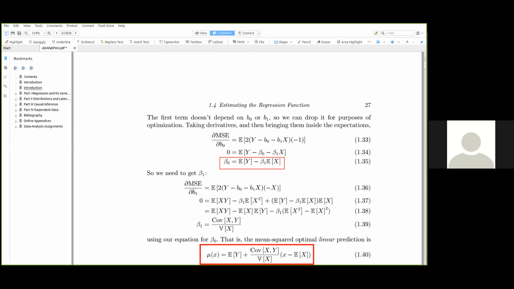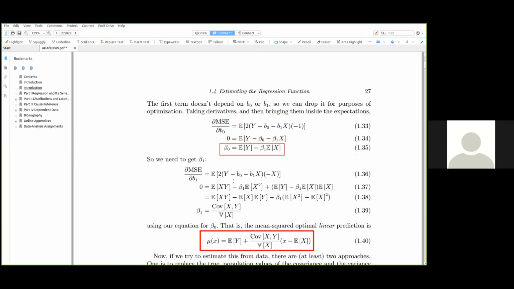Similarly, if you calculate the derivative with respect to b1, you get this equation: beta 1 is equal to the covariance of x comma y divided by the variance of x. I think Fenil explained yesterday how the matrices would look, that covariance of x comma y.